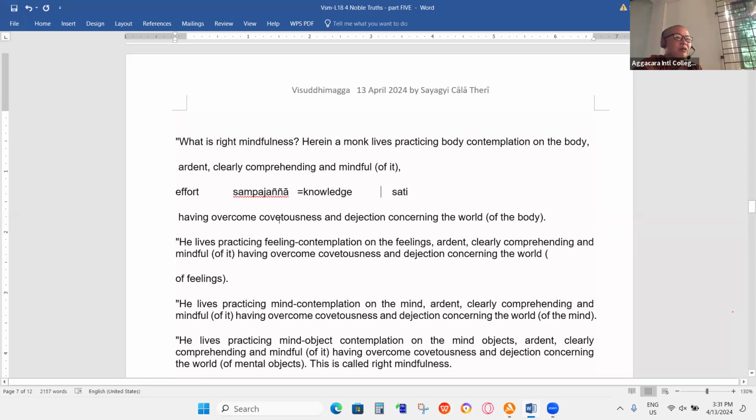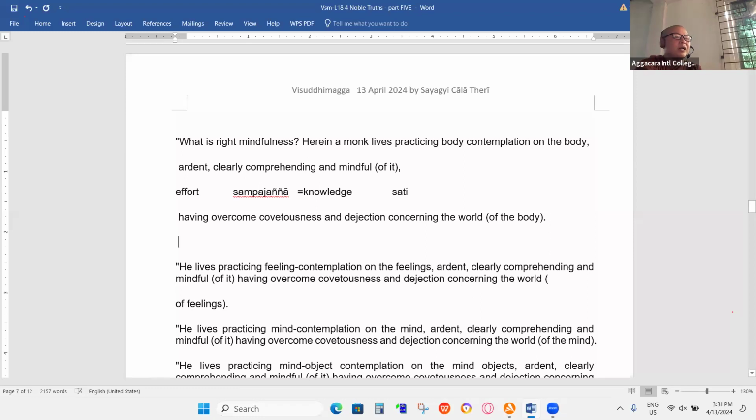Now, covetousness and dejection. Covetousness is what kind of mind? Is it greedy or what kind of mind? How about dejection? So if you look at covetousness, it's to do with greedy mind, right? And dejection is to do with angry mind, anger or hatred. So you can see the two states of mind. One is greedy, one is hatred. Greed and hatred are opposites.